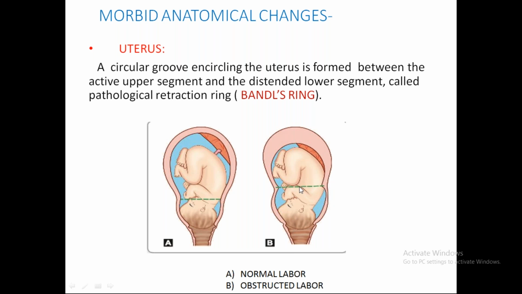This is important. This will happen. What are the changes which occur when the patient is having obstructed labor? It is the development of Bandl's ring. Where will it occur? Between the active upper segment and the distended lower segment.